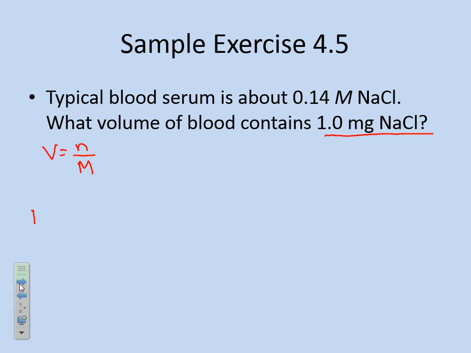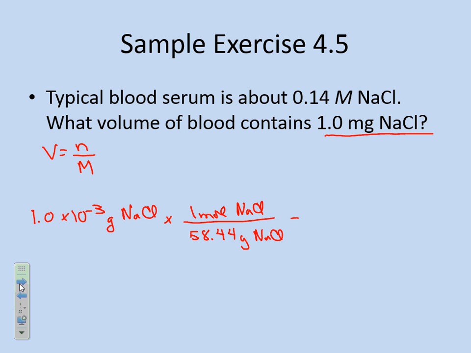So 1 milligram is equivalent to 1 times 10 to the -3rd grams of NaCl. And now we'll change it to moles. 1 mole of NaCl has a molar mass of 58.44 grams. And we have a small amount. I changed it to scientific notation, 1.71 times 10 to the -5th moles of NaCl.